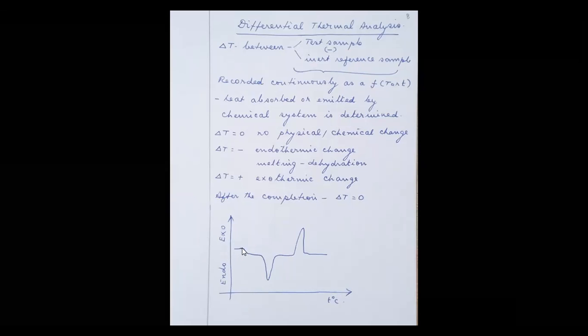It continues at zero and then it comes down. Once the curve comes down, it is an endothermic process. Once the curve goes up, it is an exothermic process. So this is how the endothermic and exothermic processes taking place in a sample are determined. This is how you get the differential thermal analysis. Now look here.